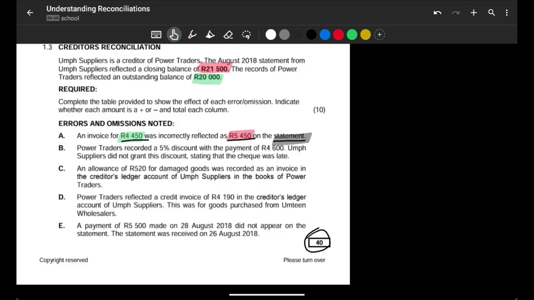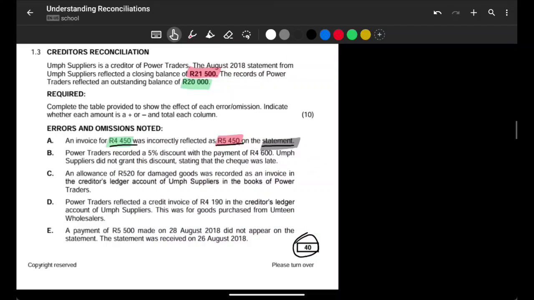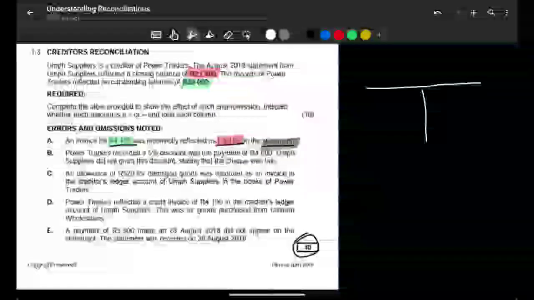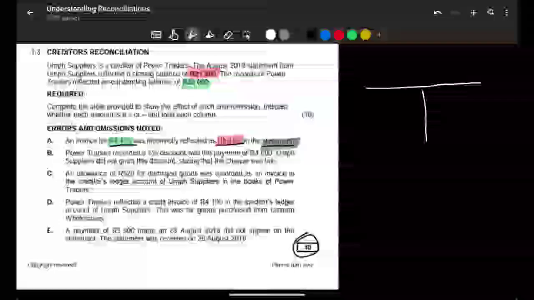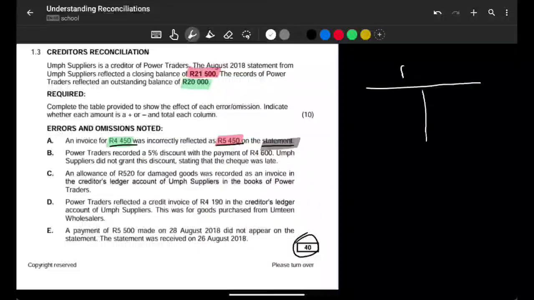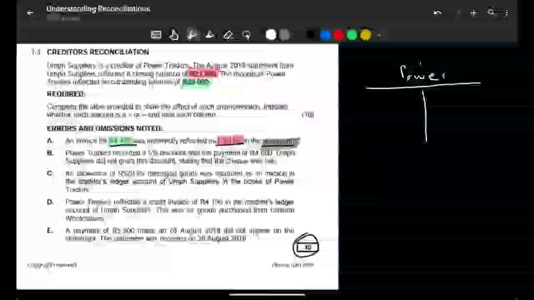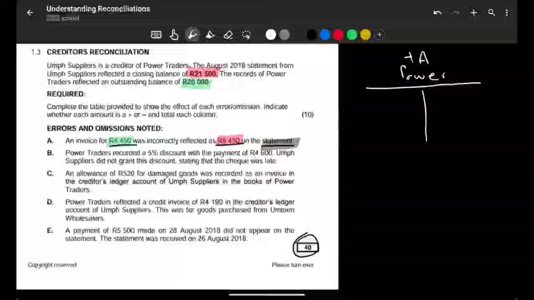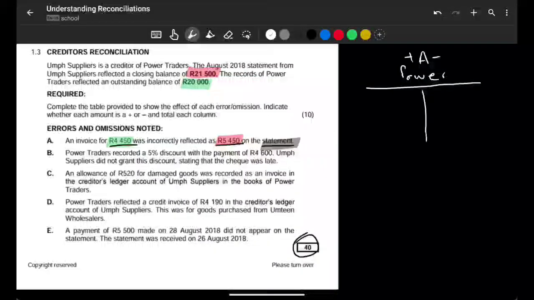So if you look at their side, right, they are the creditor and they see us as a debtor, right? What is the name of our company? Power, right there. And Power is an asset to them, right? When they see us, they see an asset, right?